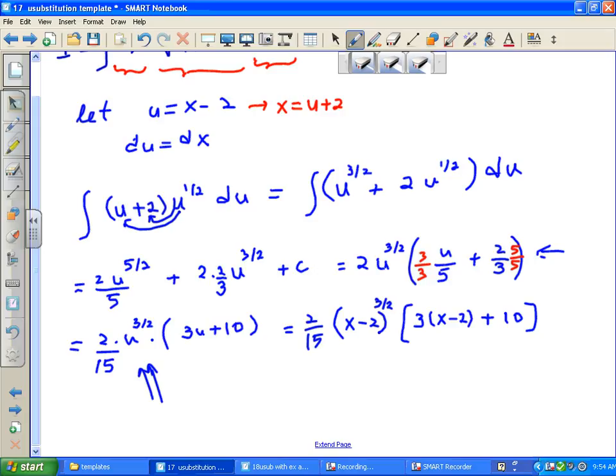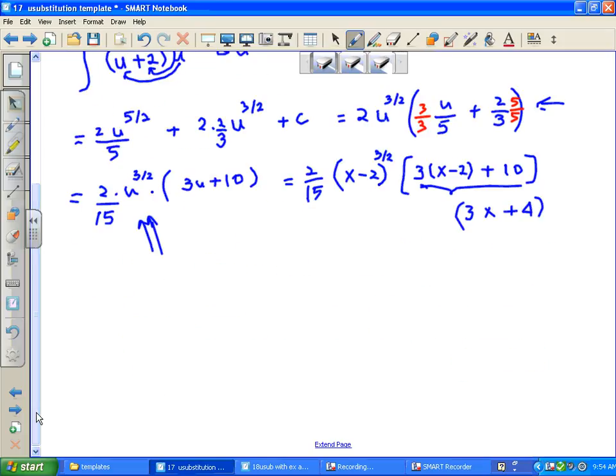It looks like there's one last thing that we could do here. And what do you think that is? Distribute what's inside the brackets and simplify, as one expression. If you simplify all of that, what do you get? 3x, then you have minus 6 plus 10, which is plus 4. So I could leave my final answer as, and I promise this is the final, we're not simplifying this any further, 2 over 15 times (x minus 2) to the 3/2 times the quantity 3x plus 4.